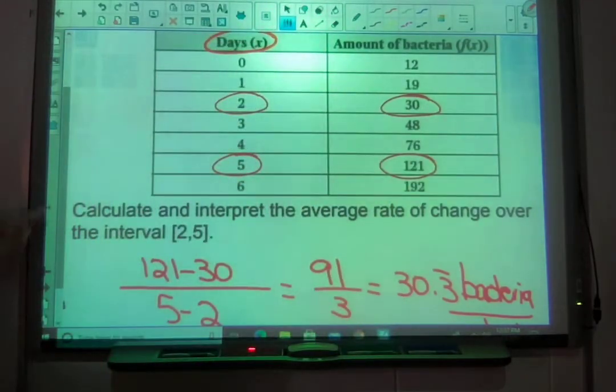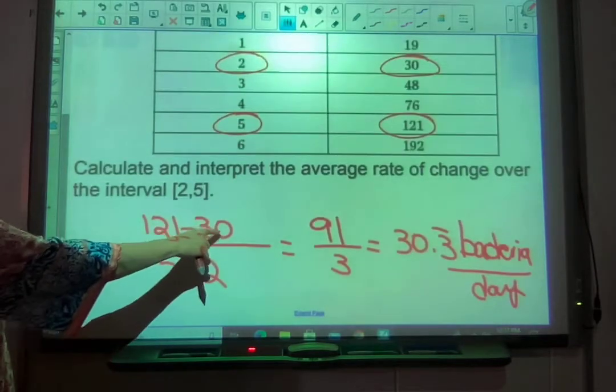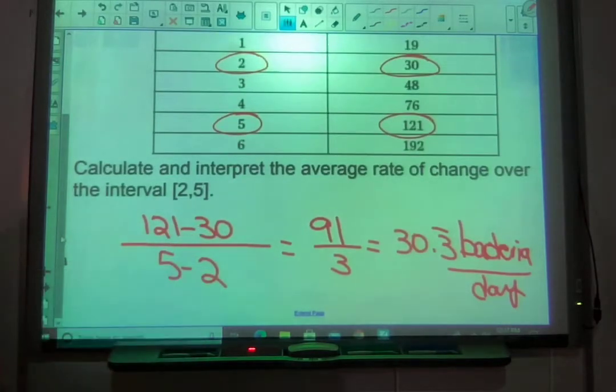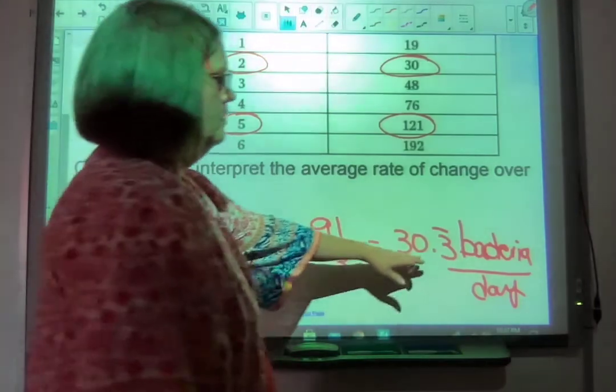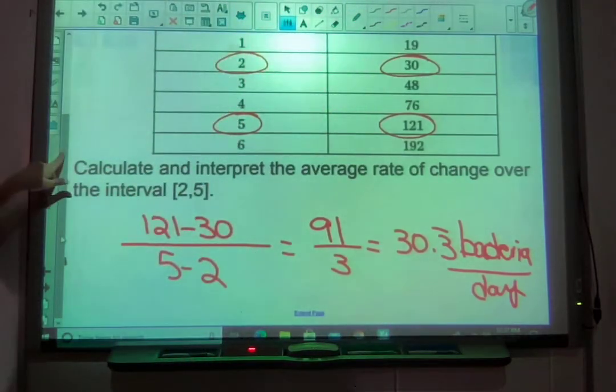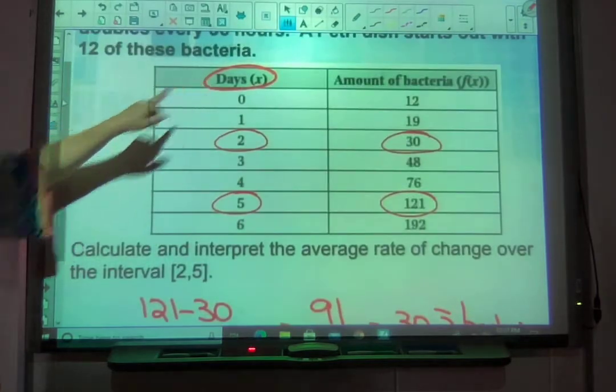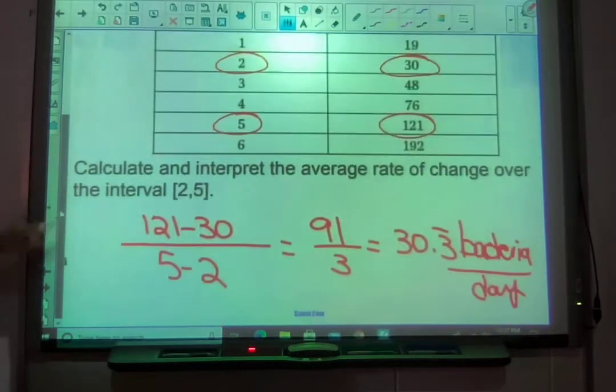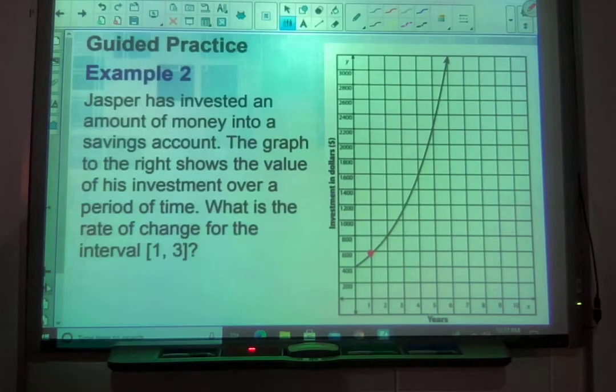y2 minus y1, so 121 minus 30 over 5 minus 2. That's 91 over 3, which is about 30.3 bacteria per day, because this is in days. So it's increasing about 30.3 bacteria per day. That is the average rate of change. Again, remember, it's average, it's not constant.